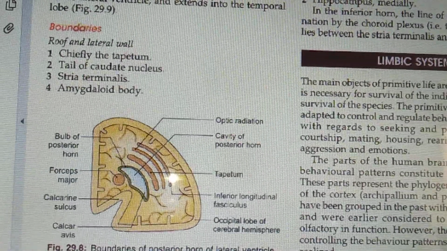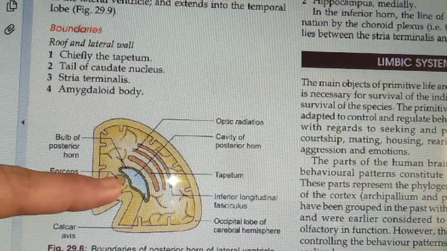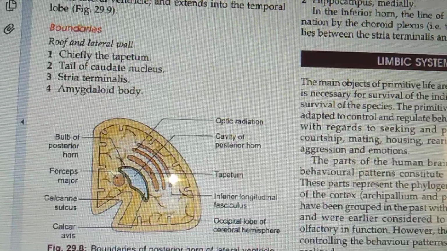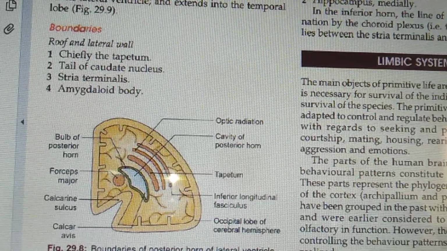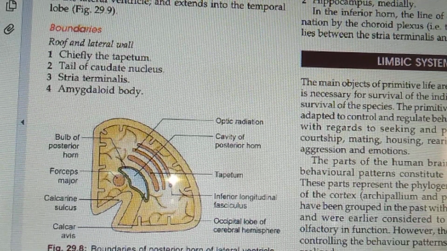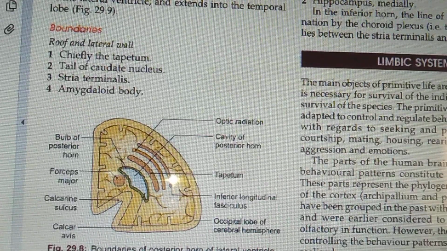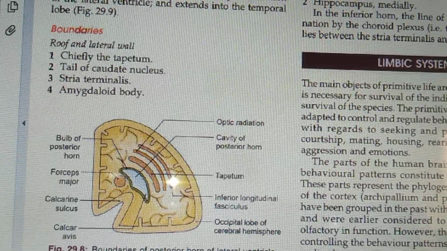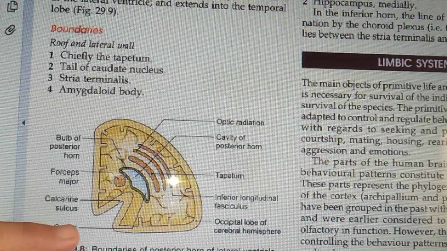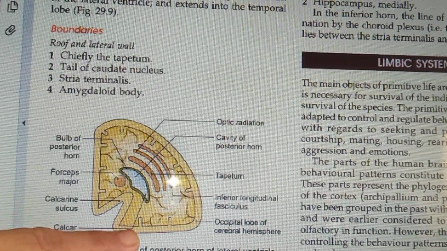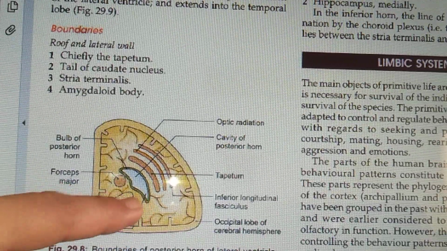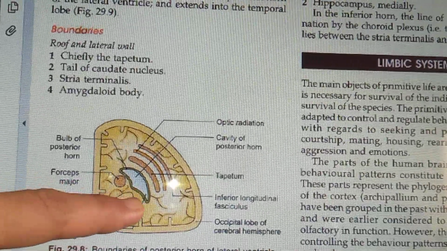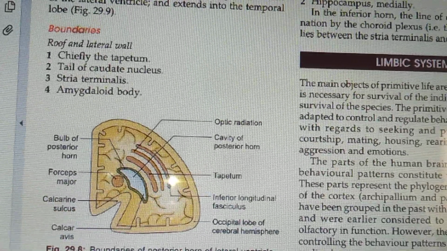What are forceps major fibers? Here you can see the forceps major is raising the bulb of the posterior horn, right? We have already seen that they are the fibers of the corpus callosum, the splenial fibers of the corpus callosum. Then the calcar avis is raised by the anterior part of the calcarine sulcus, right? You can see the calcar avis shown right here, raised by the calcarine sulcus.